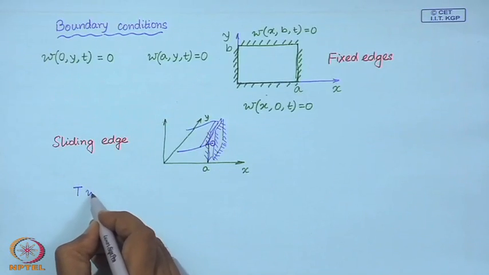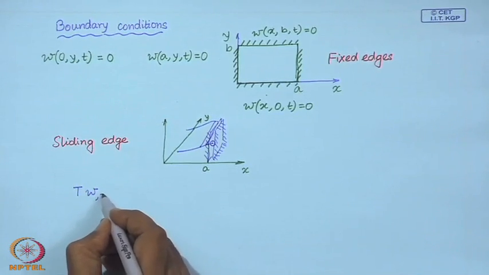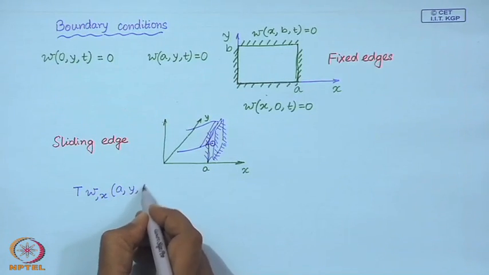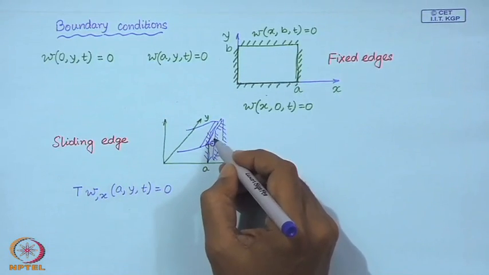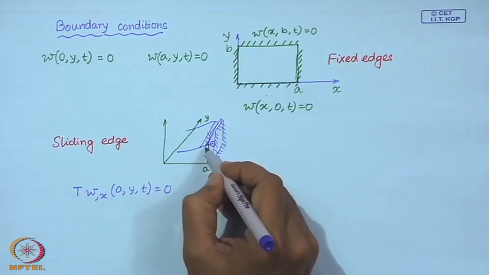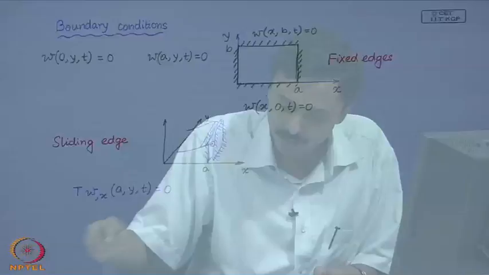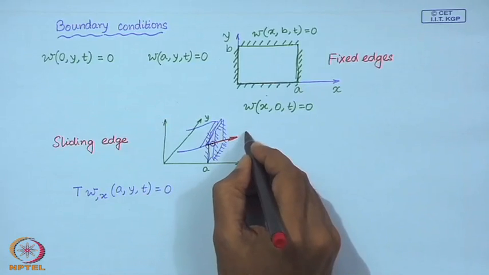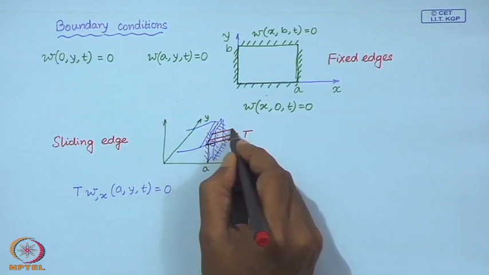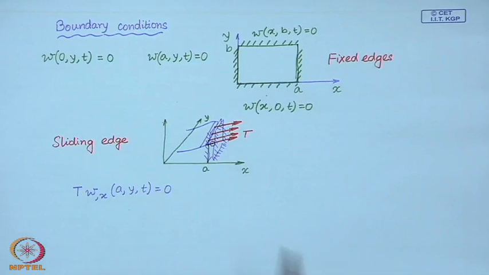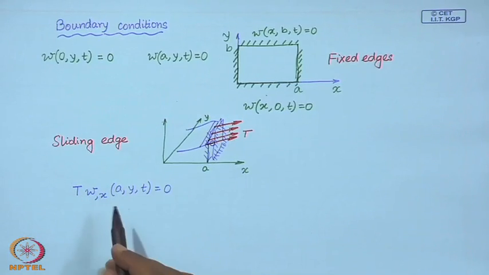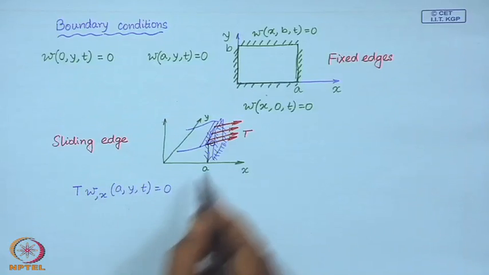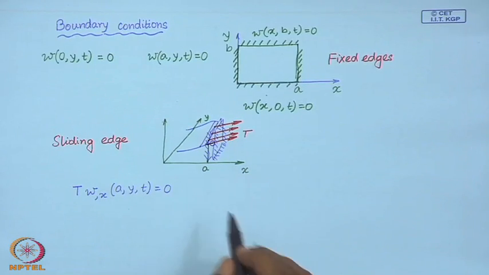So, tension times the slope, that must be 0. So, this is the force per unit length at this edge. So, this is the tension in the membrane, the force per unit length, so we must take the transverse component of this force. So, that is determined by multiplying it with the derivative of w with respect to x, as we have seen. So, that must be 0 for a sliding boundary.